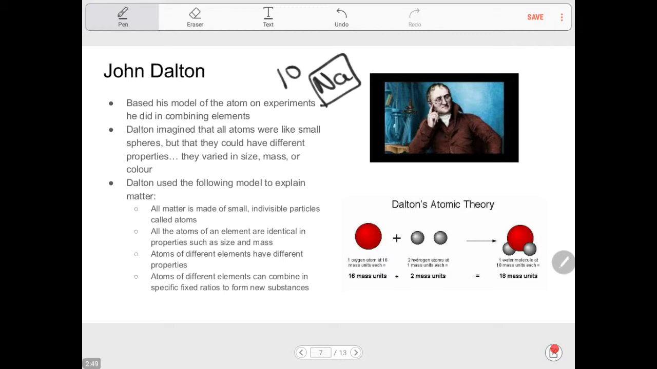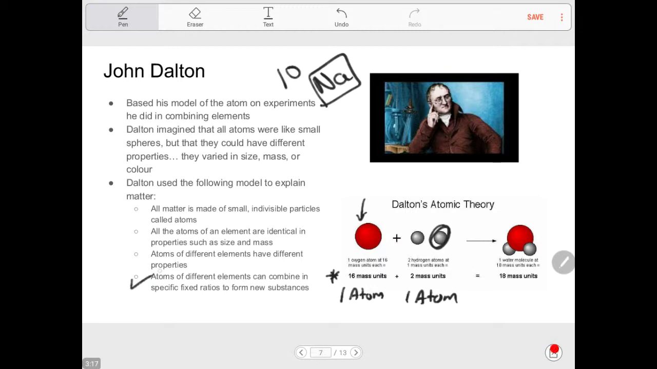Look down here, maybe a more graphical representation. This is one atom of oxygen right here. You can see it has a certain size. It weighs, let's just say it has a mass of 16. You put it on a scale. Right here, this is one atom of hydrogen. You can see it has a different size, a different mass, maybe different color, maybe different reactivity. The point is, atoms are not the same between different elements.